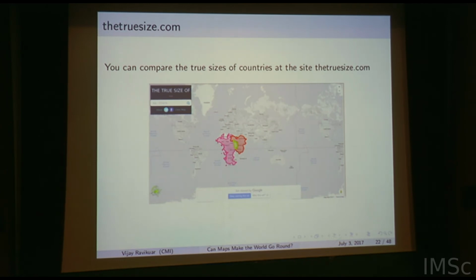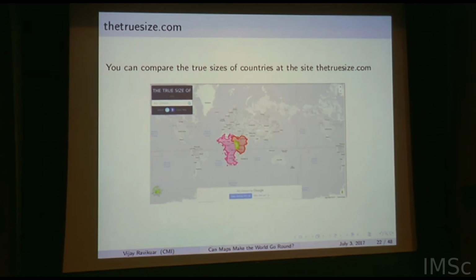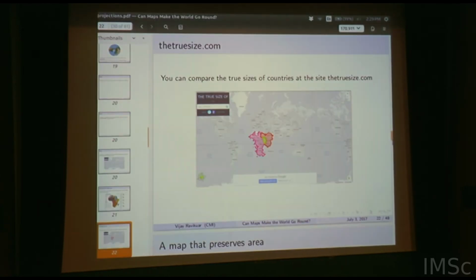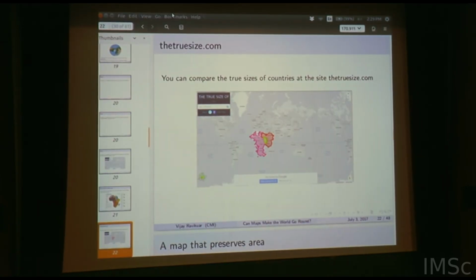Alternatively, you can fit Russia, Mongolia, and China all into Africa. So the size of Africa is way off. I guess I can take a second to actually show this program.